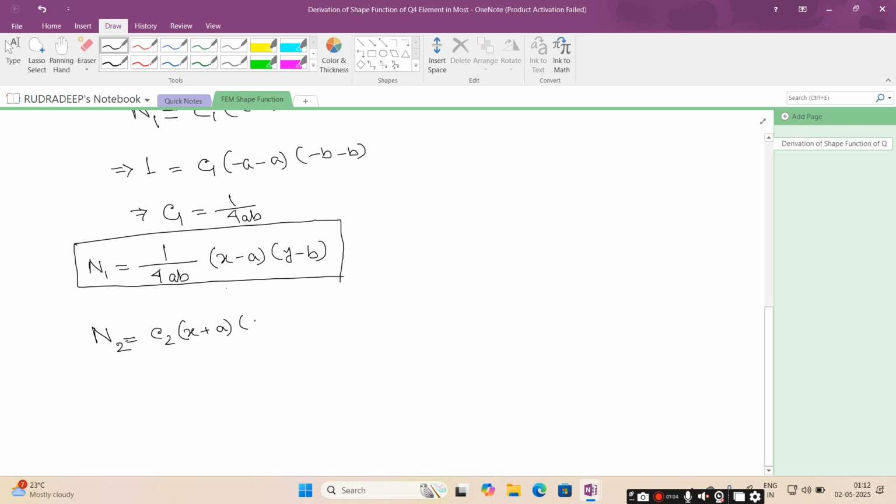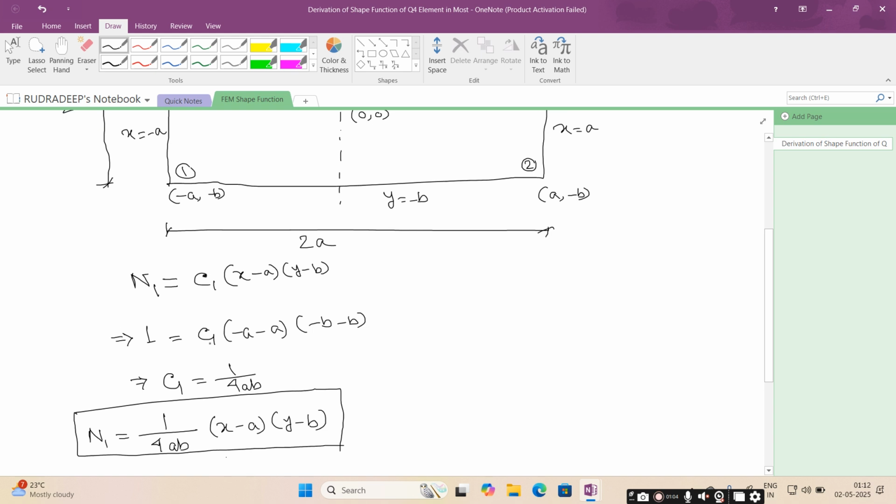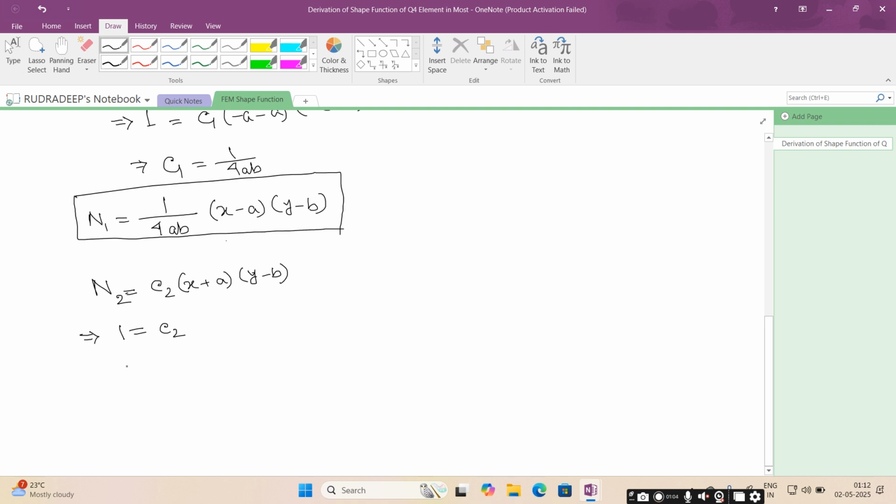So x plus a and y minus b. Similarly, I will calculate the value of this C2, that is the N2 value at node 2, which will be 1. So 1 equals C2. And what is the coordinate of node 2? That is a, minus b. So the x coordinate is a. So that will be a plus a and minus b minus b.